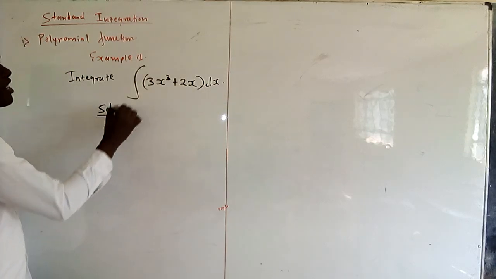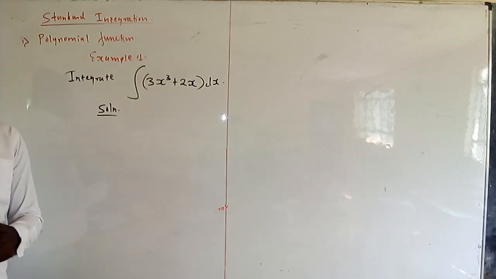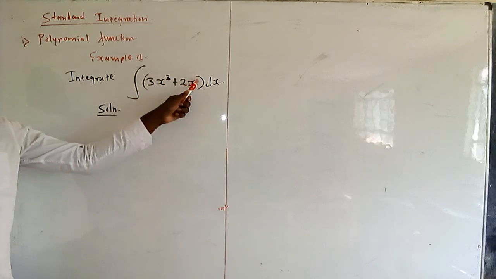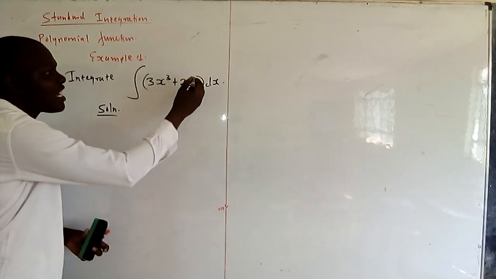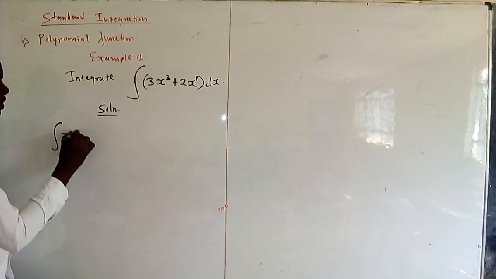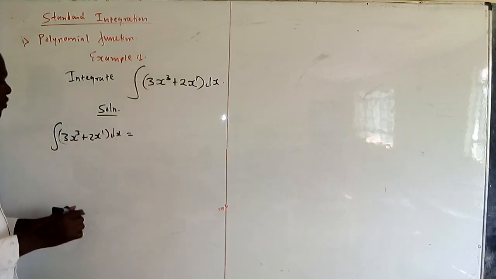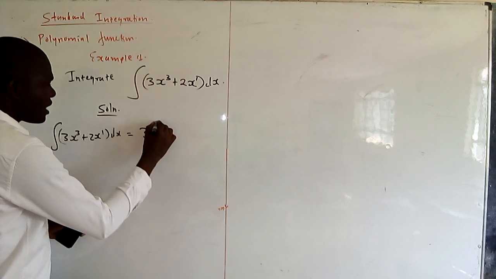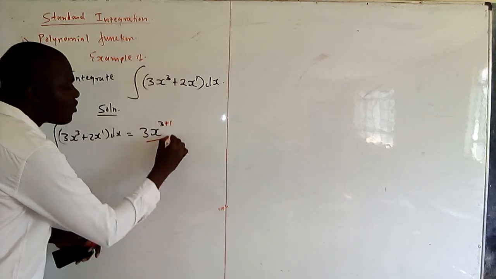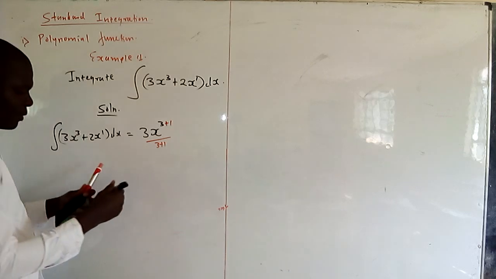So how do we integrate such a problem? The first thing you have to identify is that this is a polynomial function. We have the coefficient, variable, exponent. When the power is silent, it means it has a power of 1. So to integrate 3x cubed plus 2x raised to power 1 with respect to x, you simply add 1 to the power. That is x raised to power 4. Then you divide by that resultant power.